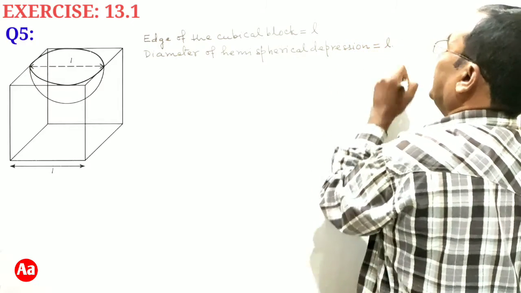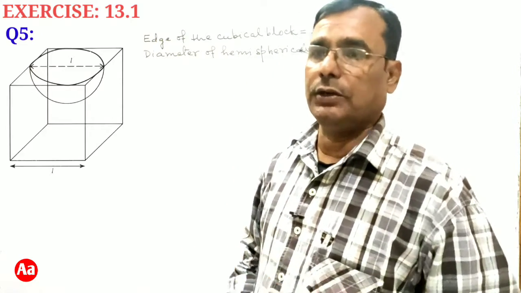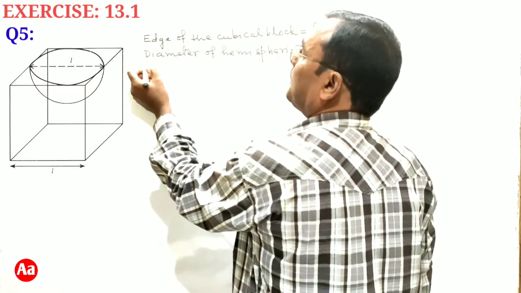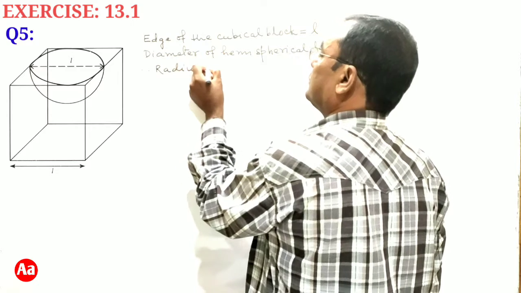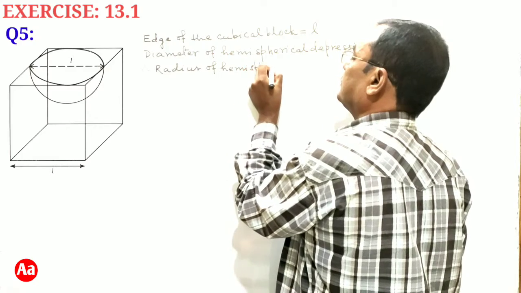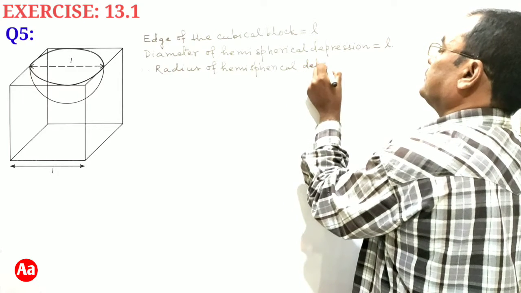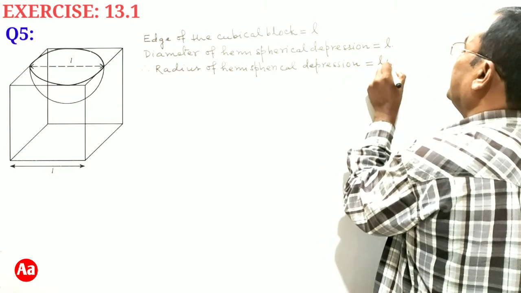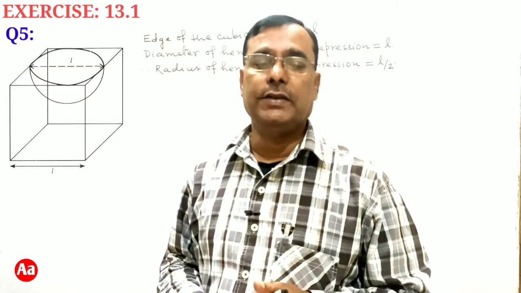is also L. Therefore, the radius of the hemispherical depression which has been cut out from one face of the cubical block is L by 2. So, the radius of the hemispherical depression is equal to L by 2. We are going to find the surface area of the remaining solid.